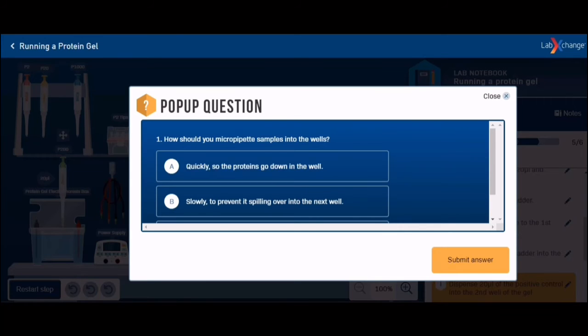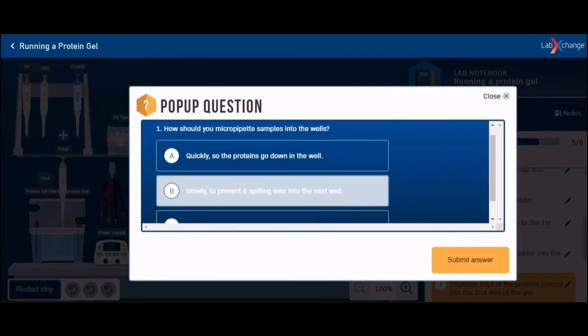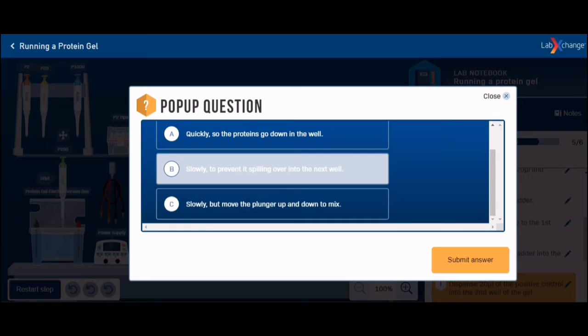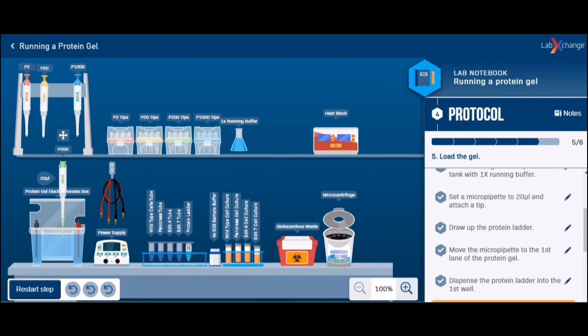Okay, so there is a pop-up question. I will answer the question. Dispense slowly to prevent it spilling over into the next well. Alright, submit answer, and we will continue the procedure.